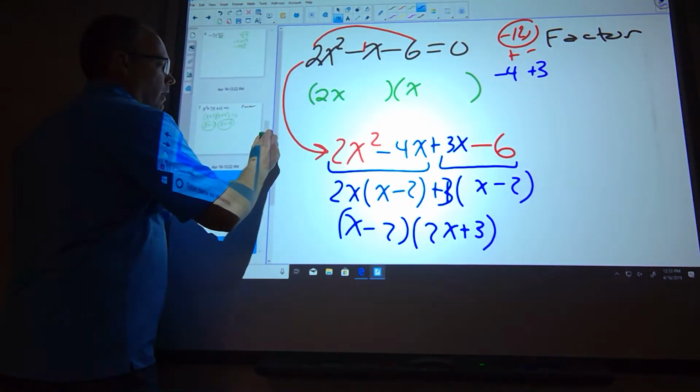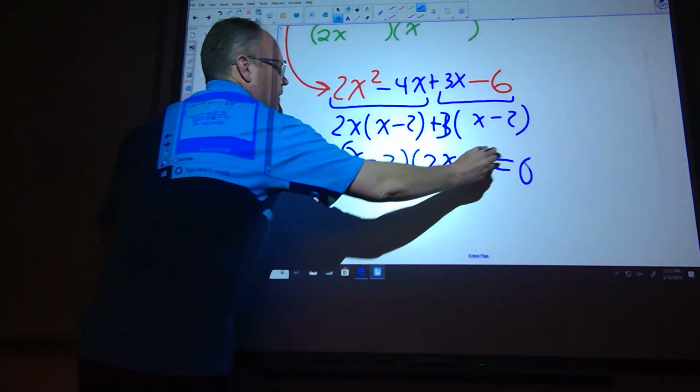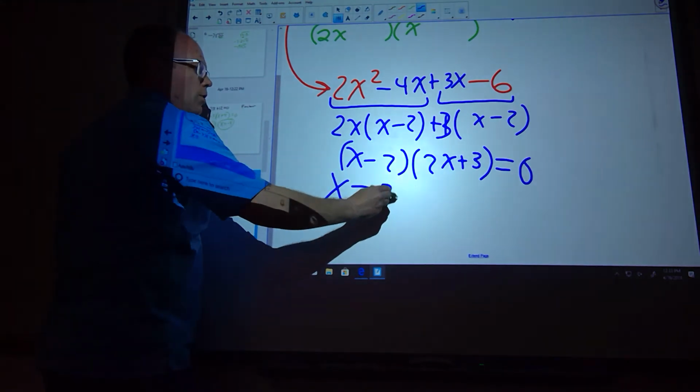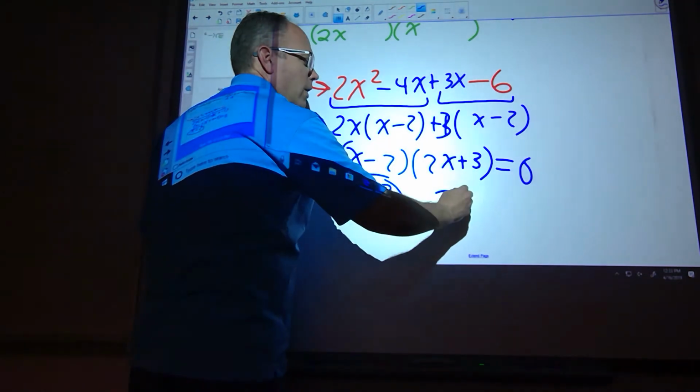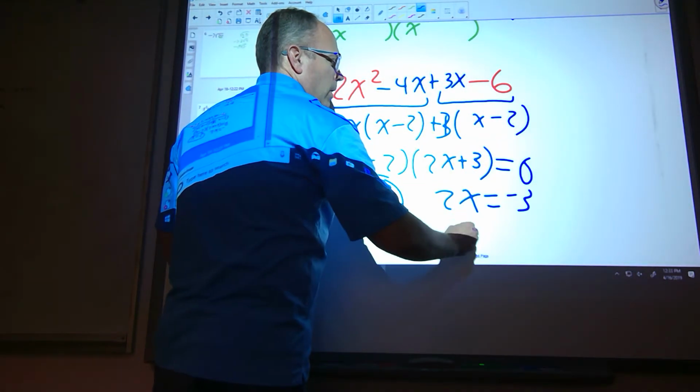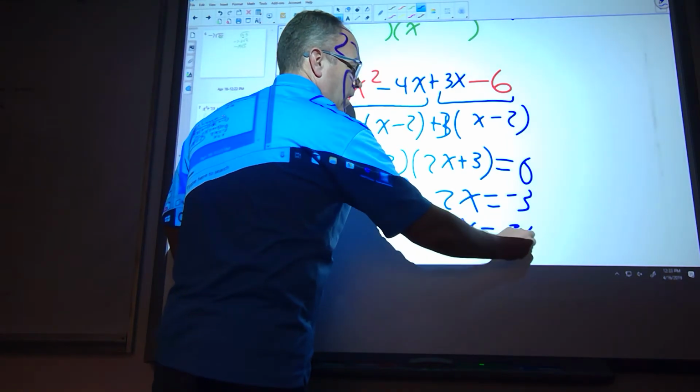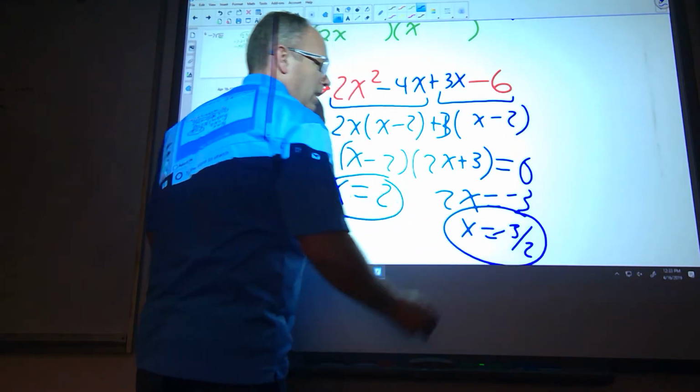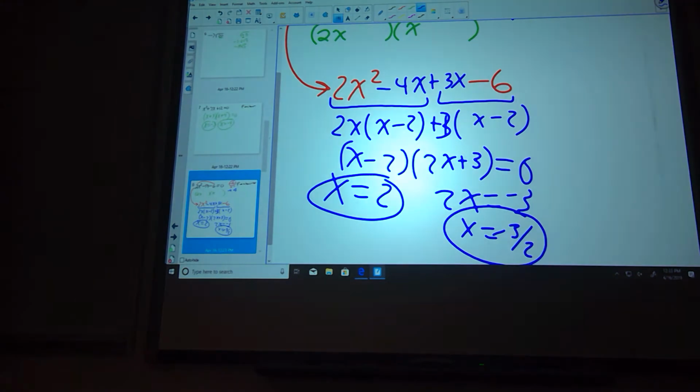And we're going to set those equal to 0. So that gives me x equals 2. That gives me 2x equals negative 3, so x equals negative 3 over 2. I think that's what I saw on a lot of your papers, negative 3 over 2. Cool?